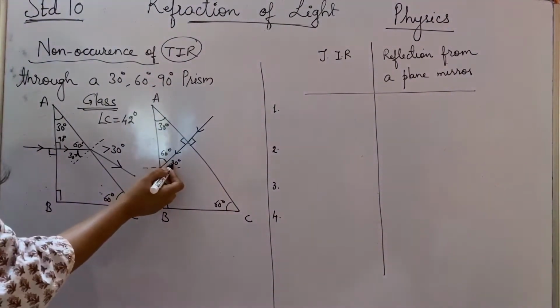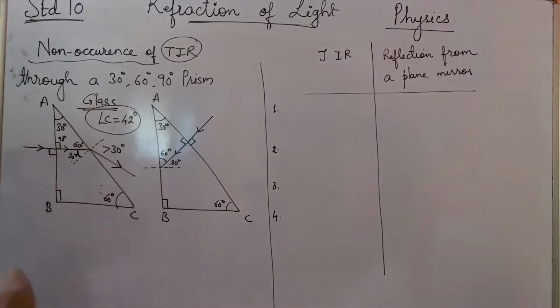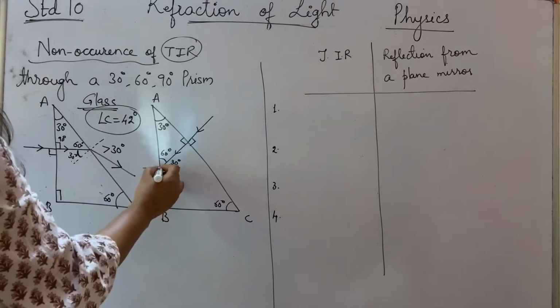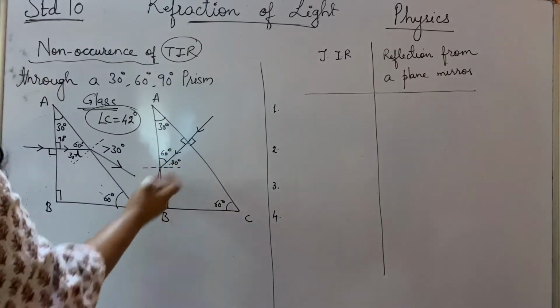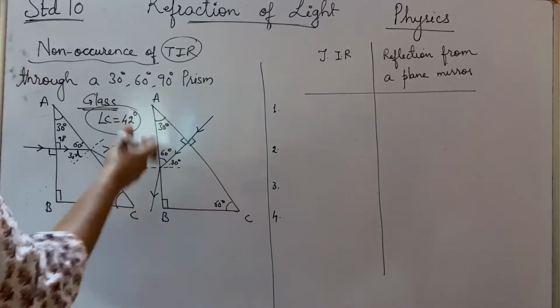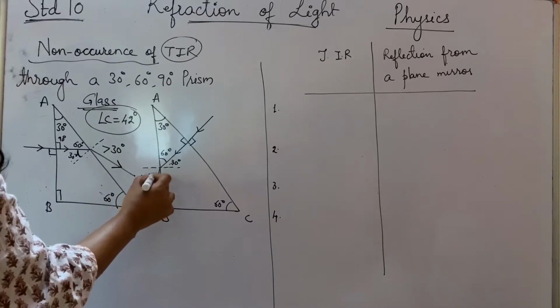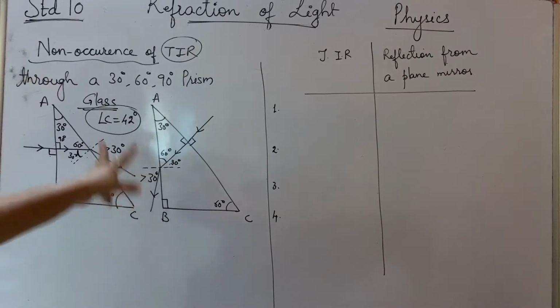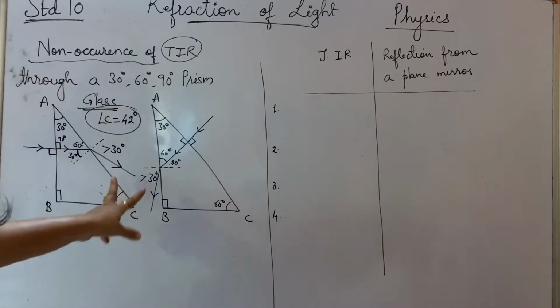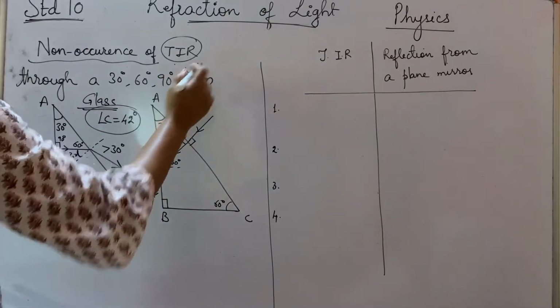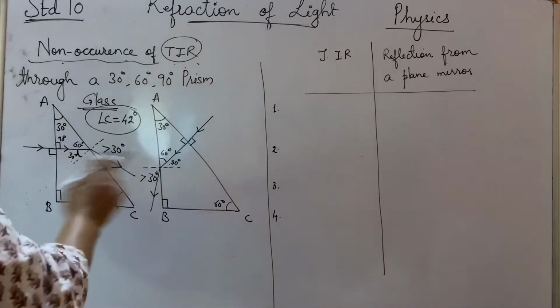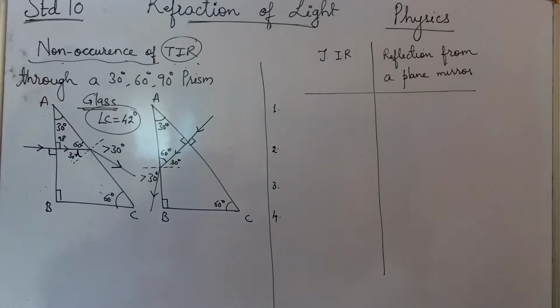So your angle of incidence is 30 degree, which is less than the critical angle, and in that case also that ray will go out and it will go away from the normal because it is going from denser to rarer. Again this angle is going to be greater than 30 degree. Okay, but the thing is here it is a prism, a ray of light is falling on it, but it is not following TIR. That's why non-occurrence of TIR through a 30, 60, 90 prism. So these are the two important diagrams.